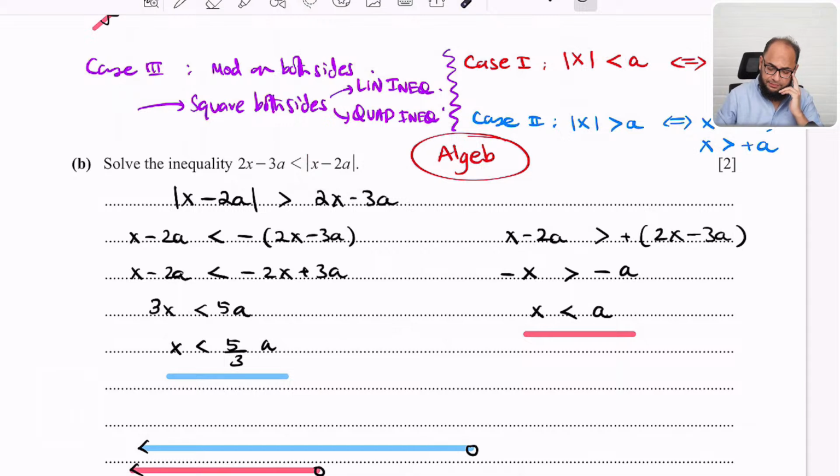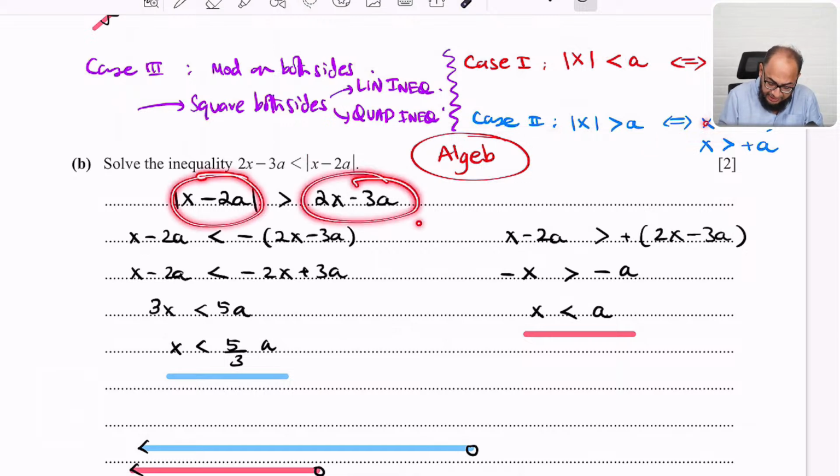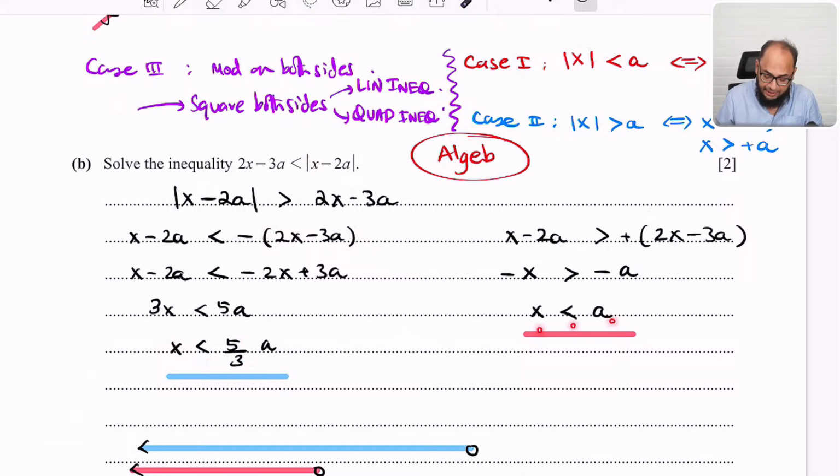The next step is, since it involves a greater sign, this is case number 2. x is lesser than negative a. This whole thing is like x and this is like a. So x minus 2a is lesser than negative of this thing. x minus 2a is greater than positive of this thing. You simplify, you get x is lesser than 5/3 a. x is lesser than a.